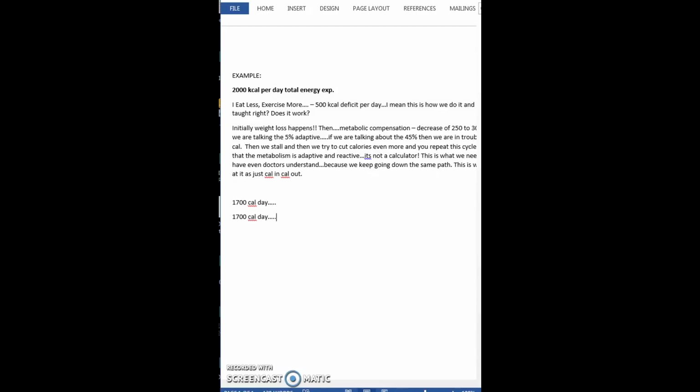Okay, 10 days go by. Guess what? You have metabolic compensation again. So now how much you burn is going to go down to 1,400 calories per day. And I'm keeping this constant. It obviously doesn't work that way exactly. But the point is, if you keep cutting calories and increasing exercise, your metabolic rate from adaptation starts to decrease. And you'll hit a wall every single time.